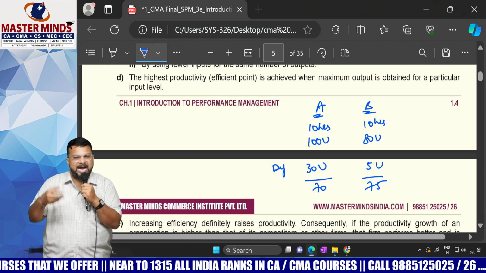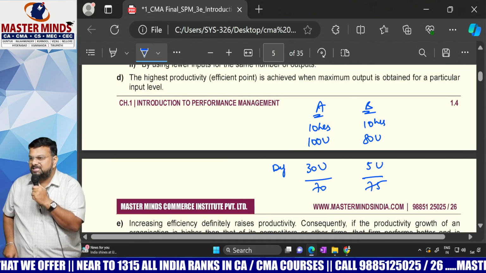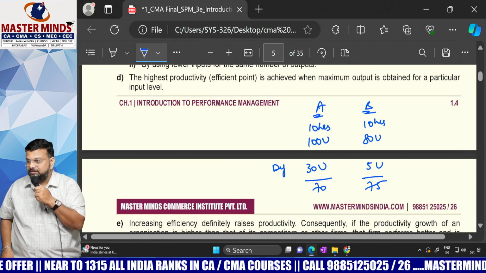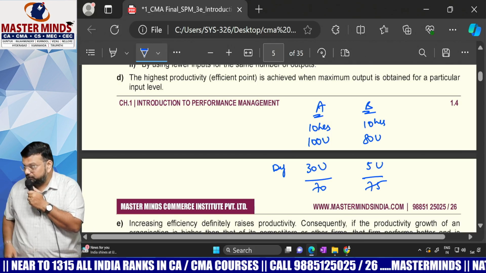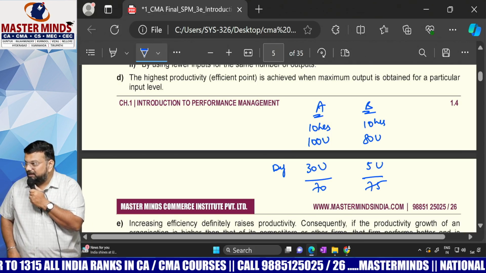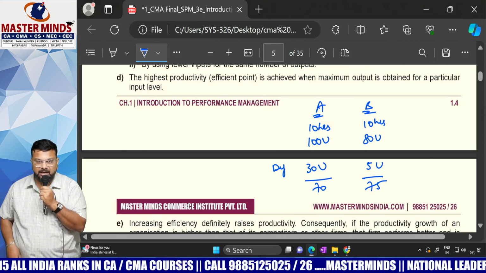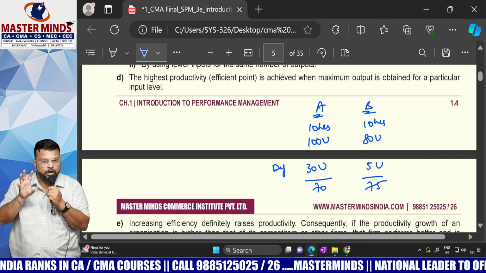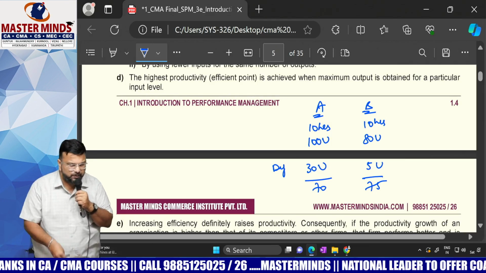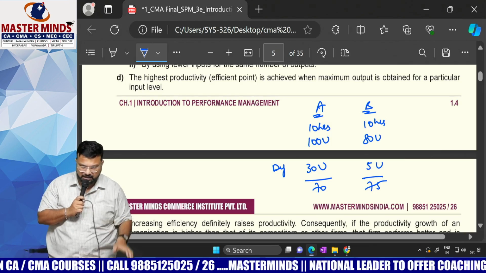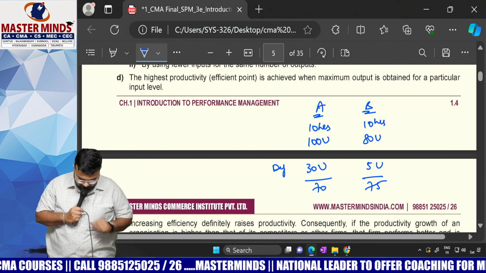How will we get standard output, sir? From standard input, they will subtract normal loss. Then you will get standard output. Am I clear, Nana? Understood? So management should focus on efficiency. The same thing is explained in a simpler manner here. Let us go through that point one by one.